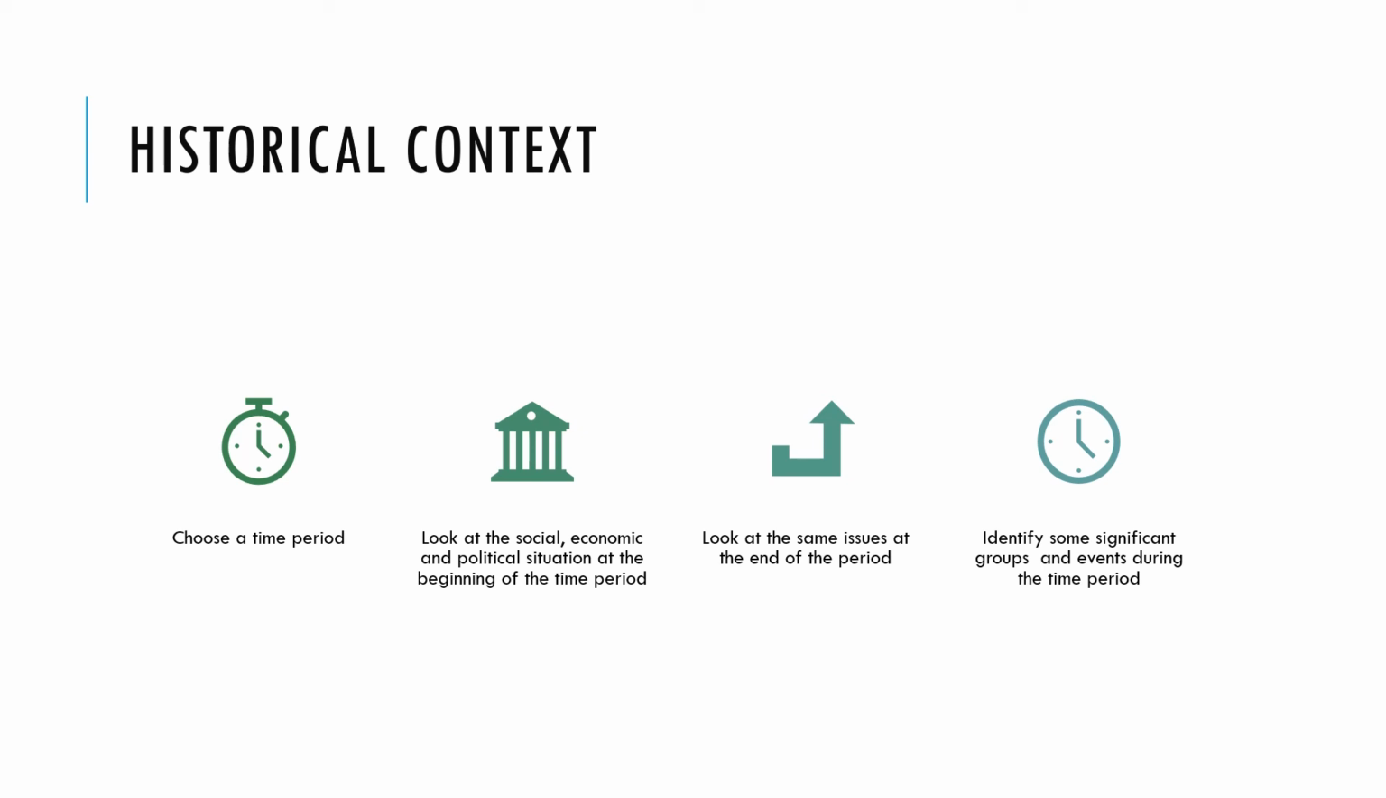So your task for next week is to actually choose a time period you're going to write about. Look at the social, economic, and political situation at the beginning of the time period you're writing about. Look at the same issues at the end of the period and identify some significant groups and events during that time period that you've chosen. And that will get you started on the essay.